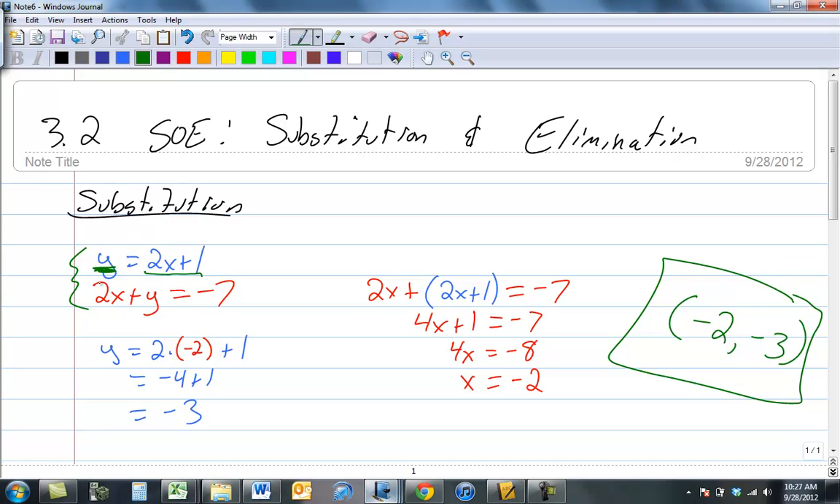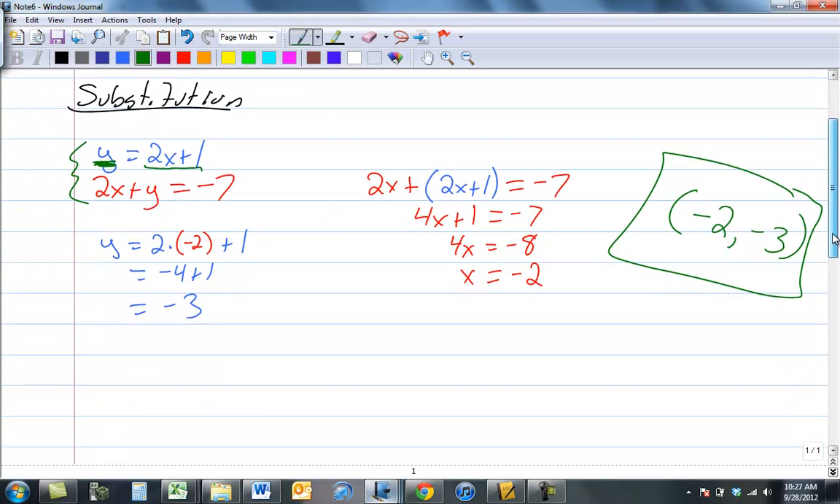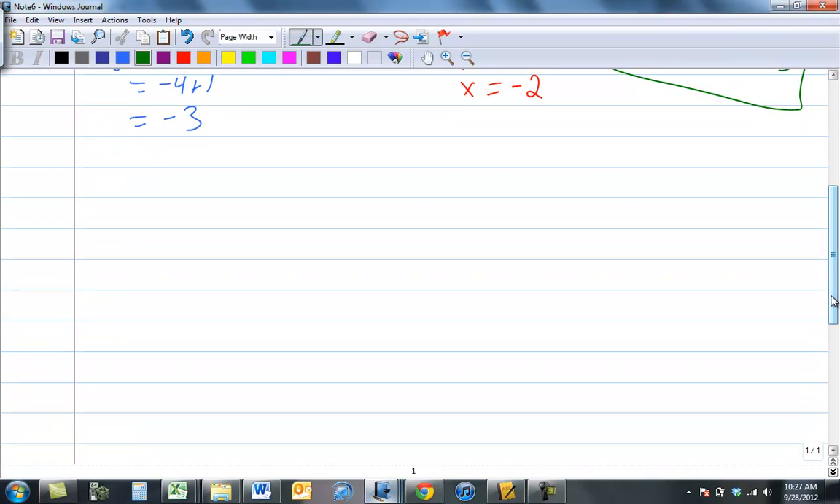Alright, now, it's pretty simple to do substitution when a variable is already by itself, and we just substitute it in. Let's do another example. We'll go with purple and green. 3x minus 2y equals 19, and we've got x plus y equals 8.